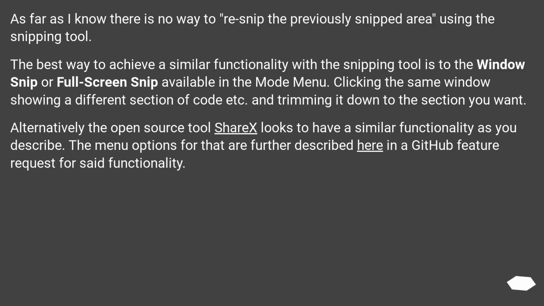As far as I know, there is no way to re-snip the previously snipped area using the Snipping Tool. The best way to achieve similar functionality with the Snipping Tool is to use the window snip or full screen snip available in the mode menu, clicking the same window showing a different section of code, etc., and trimming it down to the section you want.